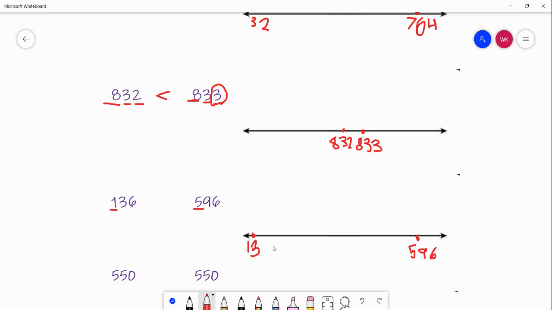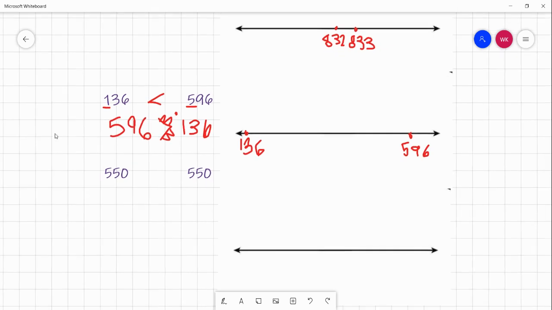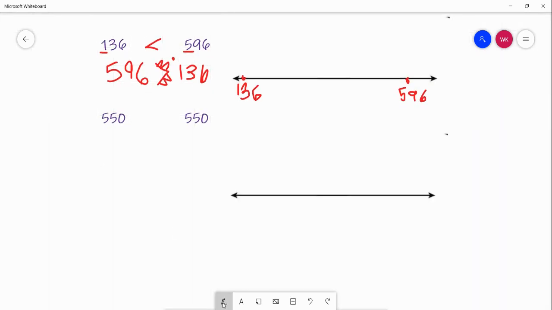So we could either say 136 is less than 596, or you could switch it around. I'm going to switch that around because I keep on saying that. 596 is greater than 136. So remember, with our less than and greater than signs, the alligator or crocodile that I always say eats the bigger number. And in this case, he is eating the bigger number, 596. And our last one that I have is 550 and then 550.